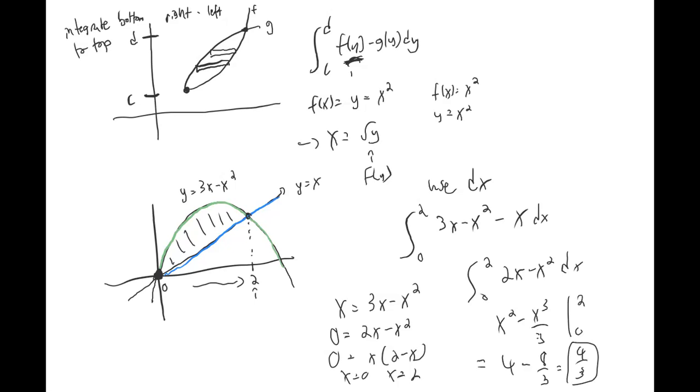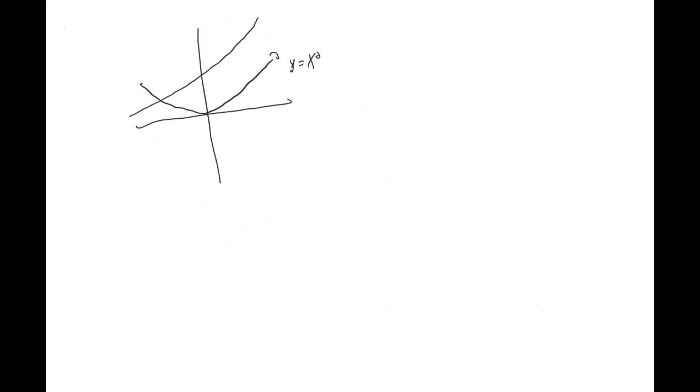Okay, so let's continue. Let's just do one more example, just so we're all clear. So we have y equals x squared, and then we have the function e to the x.